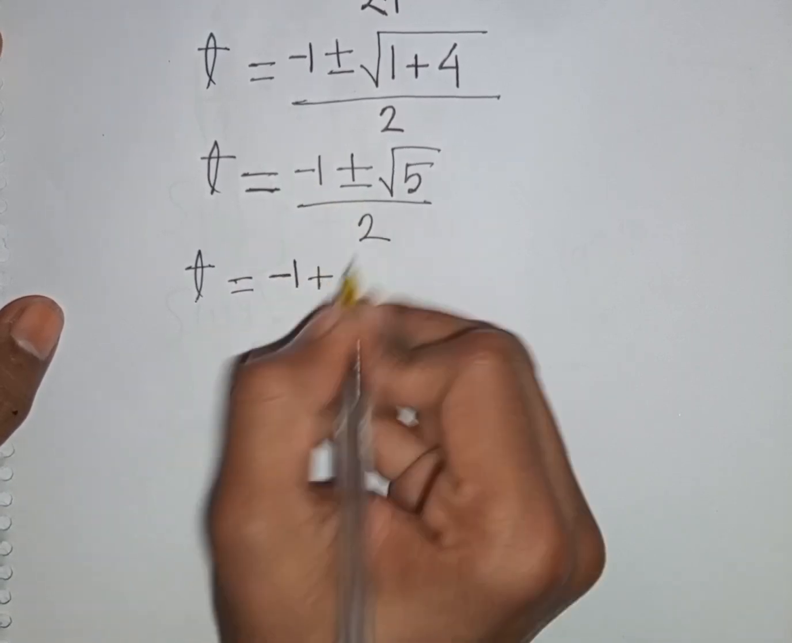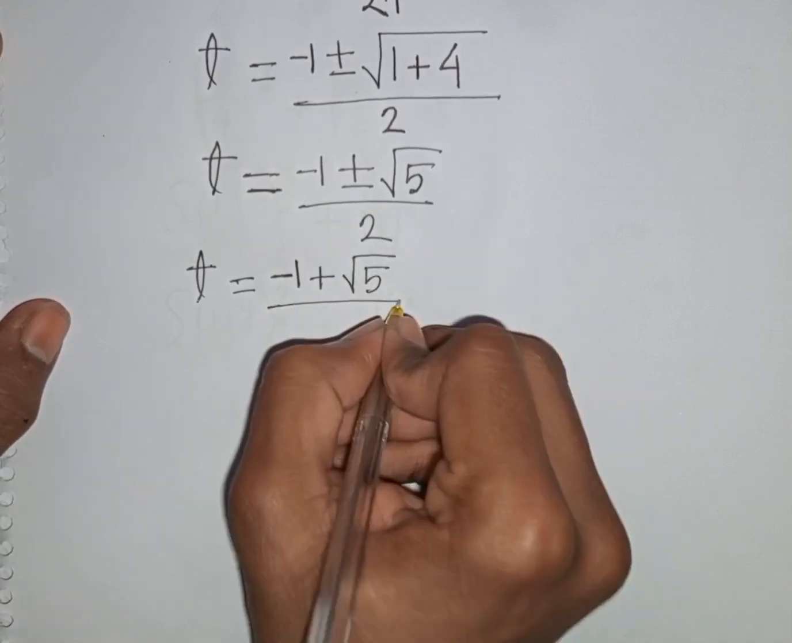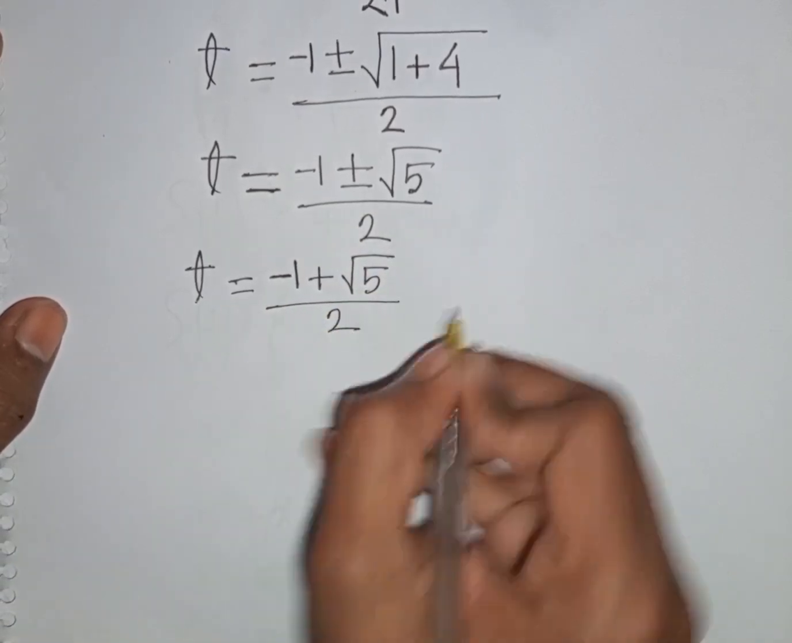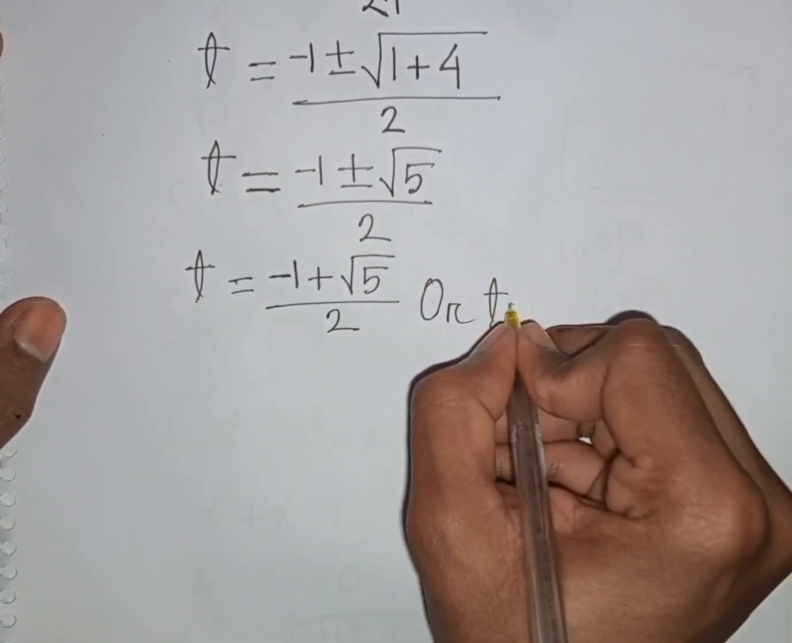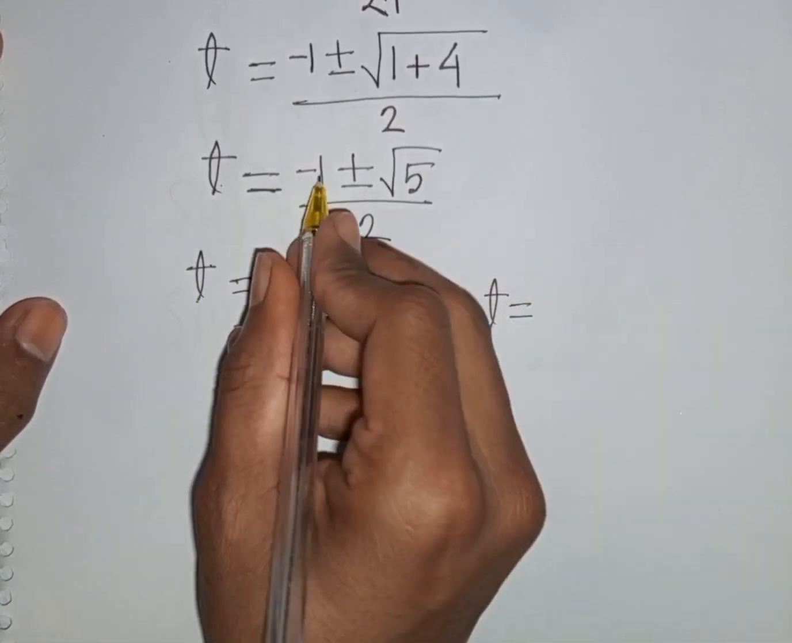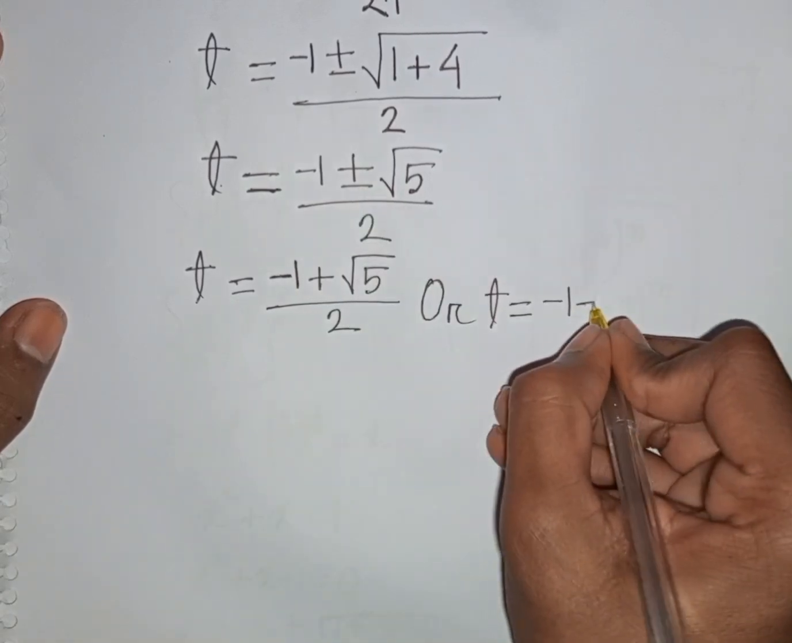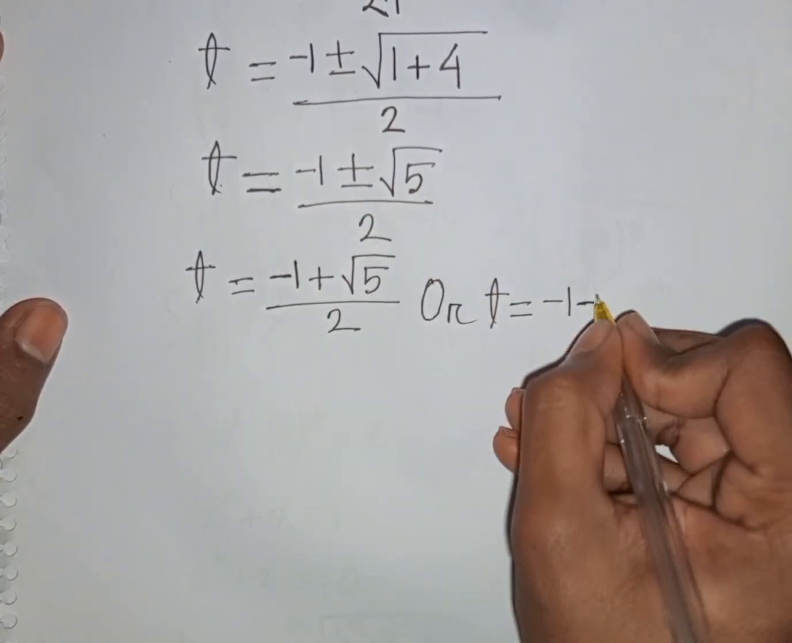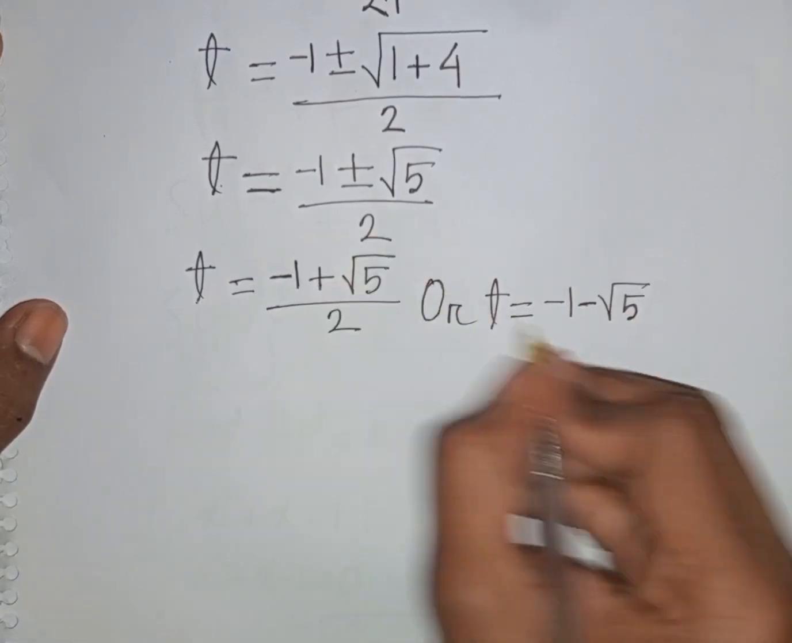So I can write t is equal to minus 1 plus square root of 5, divided by 2, or t is equal to minus 1 minus square root of 5, divided by 2.